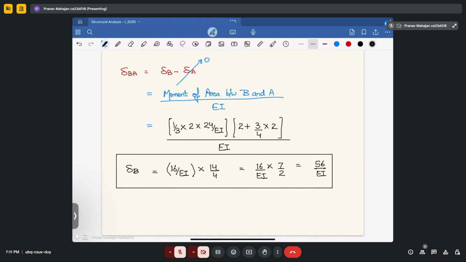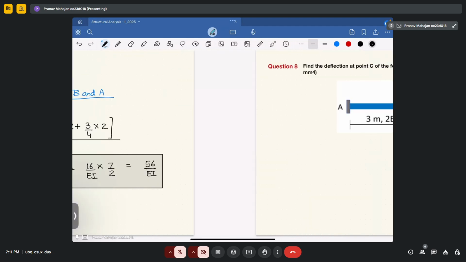The calculation of determining the moment, or you can say the lever arm of the 2-degree curve, you have to know first. Then only you will be able to solve the problem. And also you have to know in what cases the profile is 2-degree and in what cases the profile is 3-degree. Then only you will be able to solve this. So next question is, you have to find the deflection at point C of the following beam.